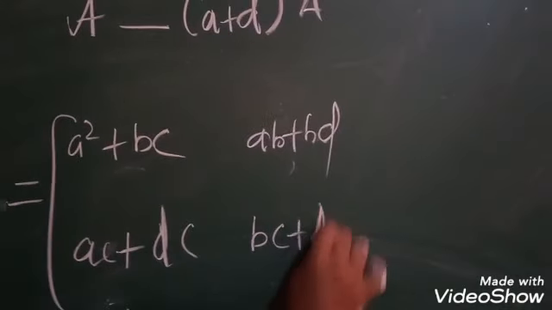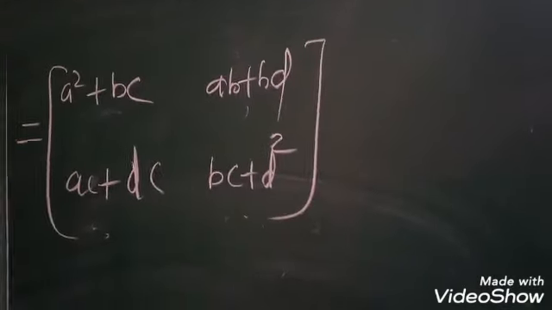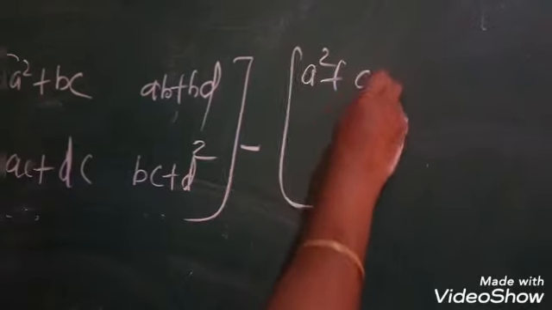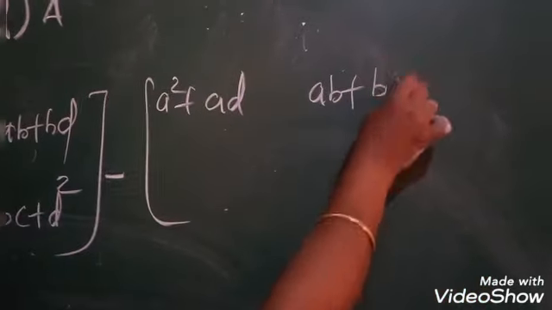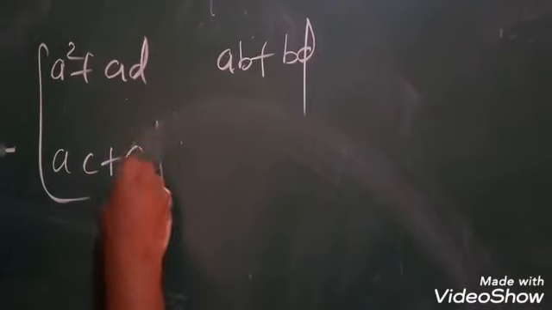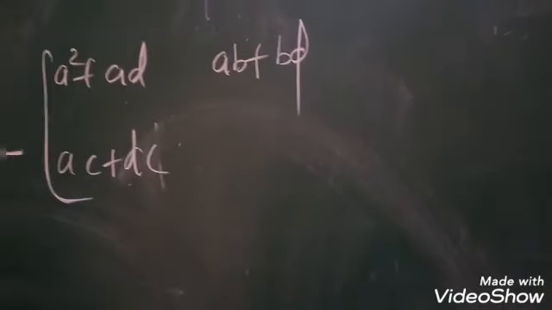Now you have to apply the A squared value. What is the A squared value we found? Yes, A squared plus BC. Then here AB plus BD. The next element AC plus DC. Here the next element is BC plus D squared. This is for the A squared matrix. Minus (A plus B) into A, already found: A squared plus AB. Here AB plus BD. The next, third element AC plus CD or DC. Here AD, DC or CD. Okay, AD plus D squared.